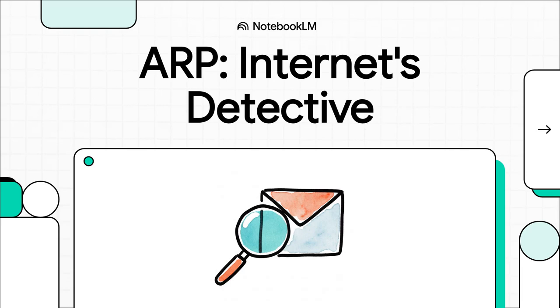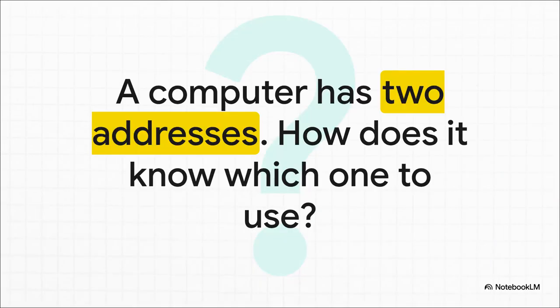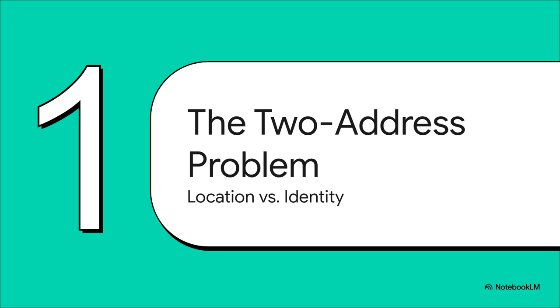Every single time you connect to Wi-Fi, there's this tiny digital detective that gets to work, solving a mystery that happens millions of times a second. Today, we're going to pull back the curtain and see exactly what it's up to. So it all comes down to this really interesting question. Every single device on your network, your phone, your laptop, even your smart fridge, has two totally different addresses. How on earth does it know which one to use when it wants to send something? And this, my friends, is what we call the two-address problem. It's this fundamental challenge of figuring out location versus identity on any network.